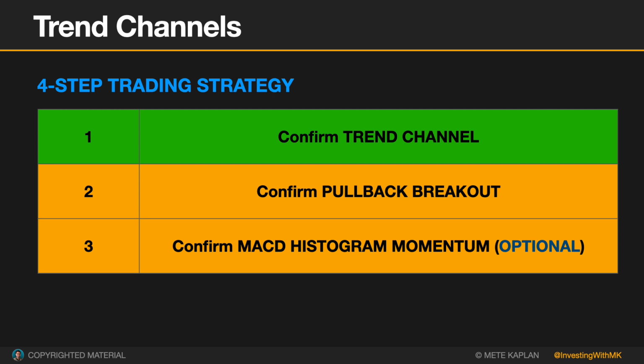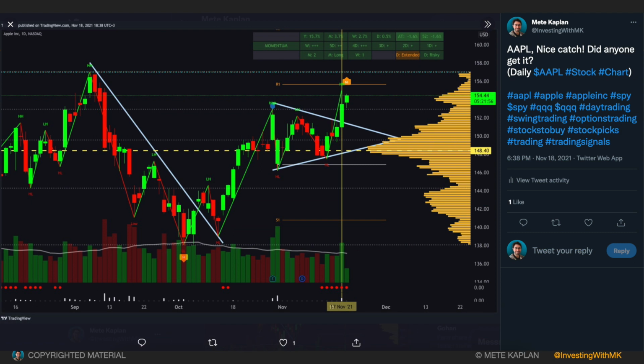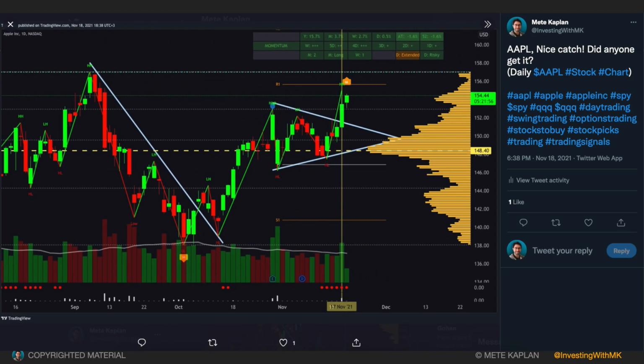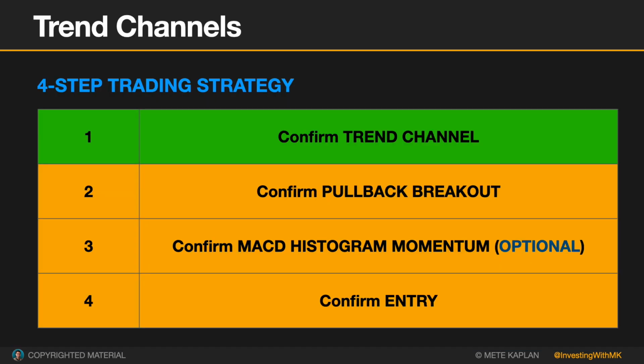Step 3. Confirm Mete histogram and momentum. This is an optional step. To be honest, the number of indicators that I use is quite few. However, I enjoy Mete histogram. I'm also developing a very special momentum indicator. You can see it on my Twitter account. And Mete histogram data is part of it. Step 4. Confirm entry. If you know me, even the moon strikes to the earth, I never touch a trade before confirming an entry. Don't worry, we will learn it in detail. Let's start.